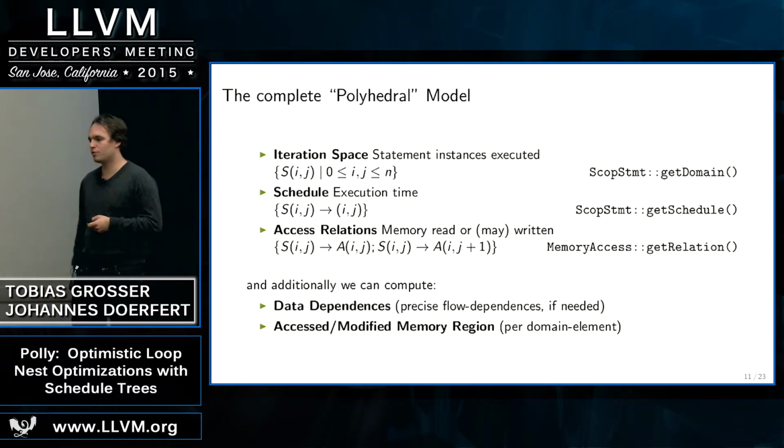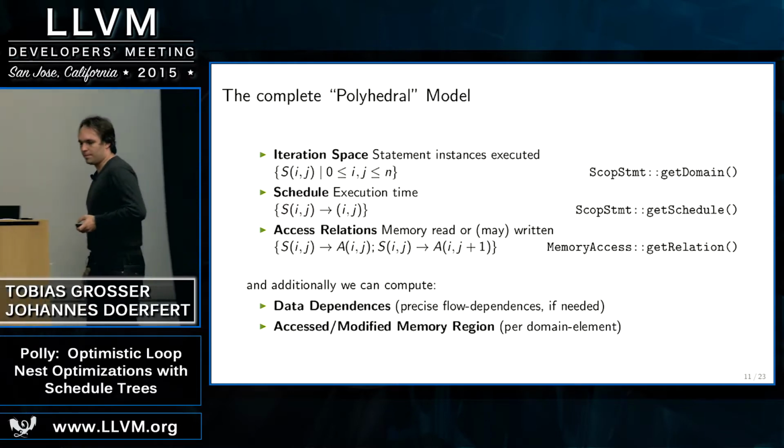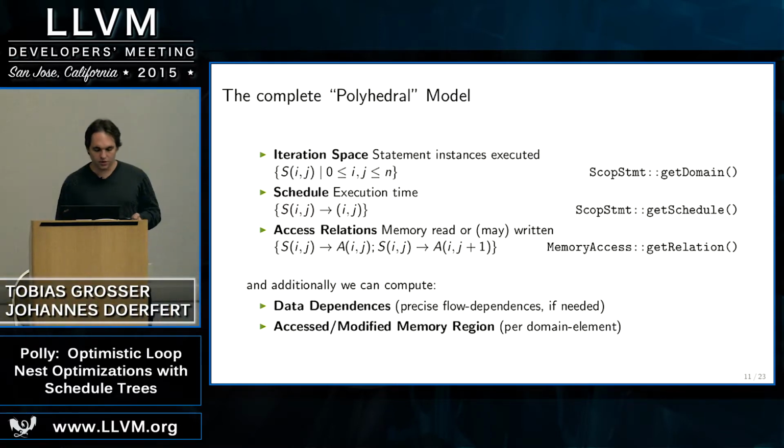So this is the complete polyhedral model. We have the iteration space, we have a schedule, and something I didn't talk about is memory accesses. So the only thing we get from LLVM IR is the memory behavior of your program. So all the 3-address SSA values, all the low-level IR computation, we don't reason about them and we abstract away from them. So the only thing that matters is the memory access behavior of your program.